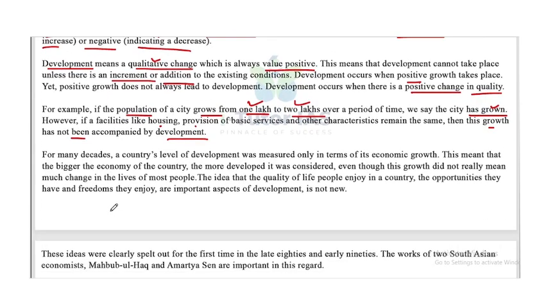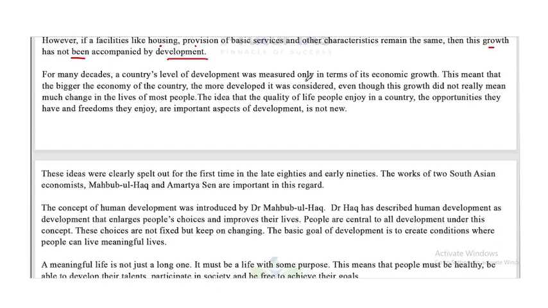For many decades, a country's level of development was measured only in terms of its economic growth. This means that the bigger the economy of the country, the more developed it was considered. Even though this growth did not really mean much change in the lives of most of the people.